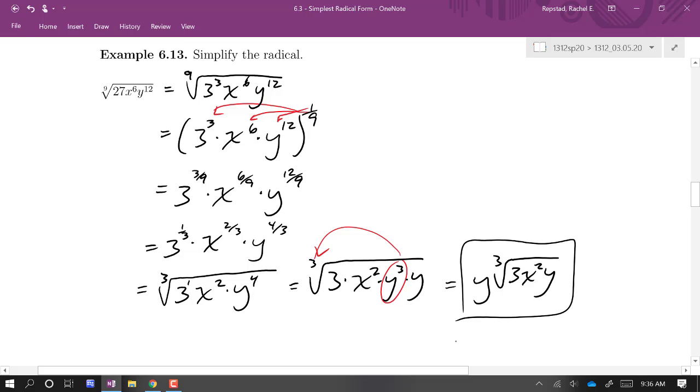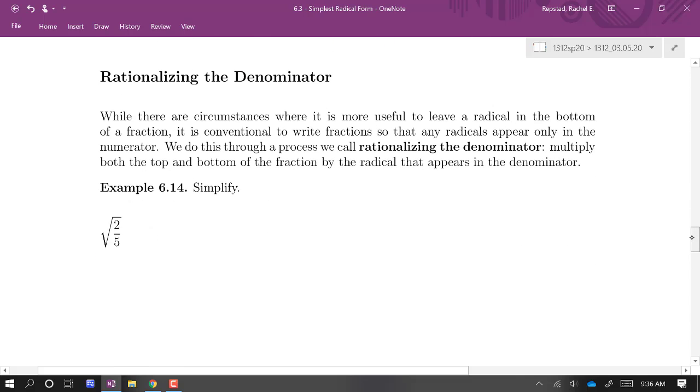When I looked at this, I had a feeling that using the exponential form and then distributing would be helpful because 9 and 3, 6, and 12 have a common factor, right? That's what made me think, if I distribute, I'm going to end up with these fractions I can reduce and therefore be able to reduce the order of the radical. Ready for more? Okay. All right.